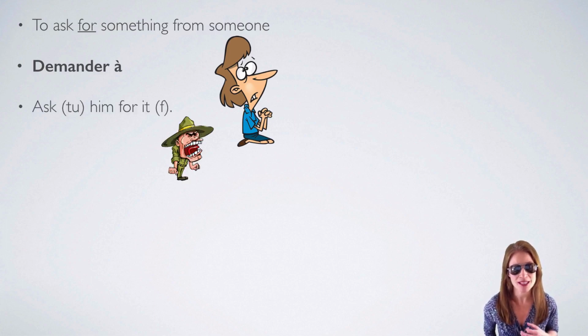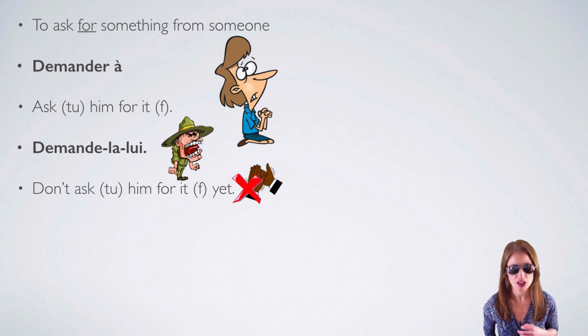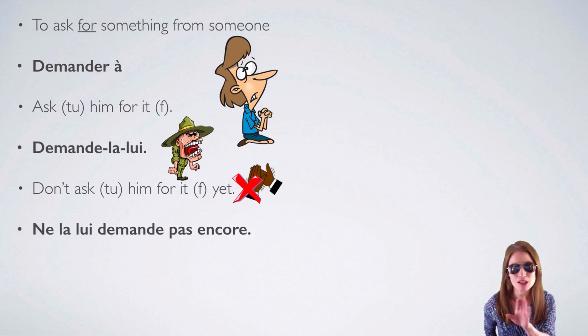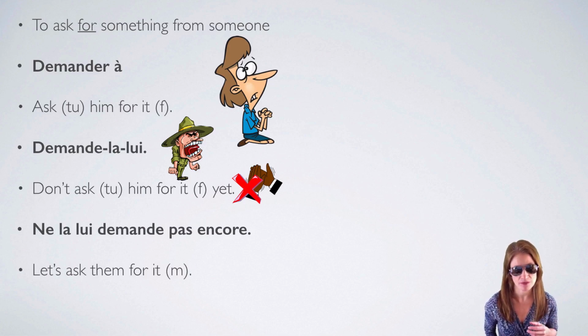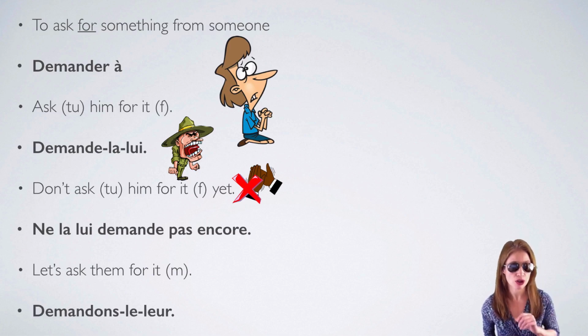To ask for something from someone is demander à. Using tu, and your it is feminine, ask him for it. Demande-la lui. Don't ask him for it yet, still tu and still a feminine it. Okay, we split the not yet, don't we here, but the French keep it together, pas encore. Ne la lui demande pas encore. Let's ask them for it. Your it is masculine now. Demandons-le leur.